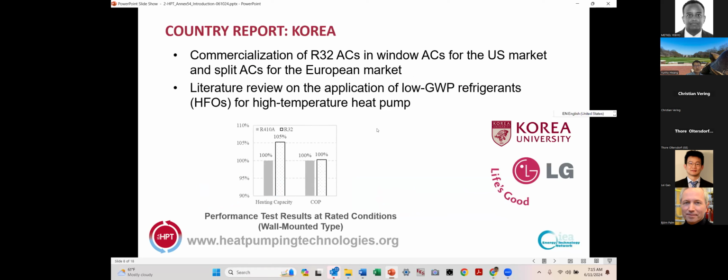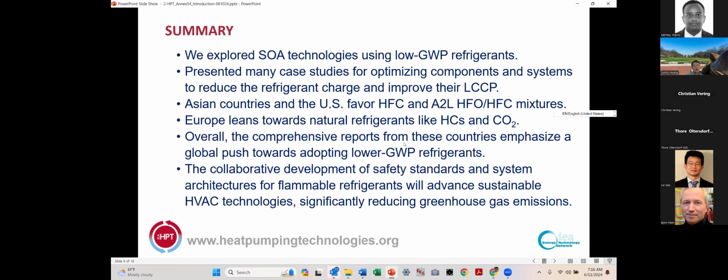Third country was Korea. Korea did R32 AC development for window air conditioning application for the US market and split ACs for European market. They also conducted literature review on the application of the low global warming potential refrigerant for high temperature heat pump. As you can see from this chart, they conducted several tests at rated conditions, and they reported that the heating capacity of R32 was about 5% higher, while the COP was about the same. So those are the quick summary about the three countries' effort.